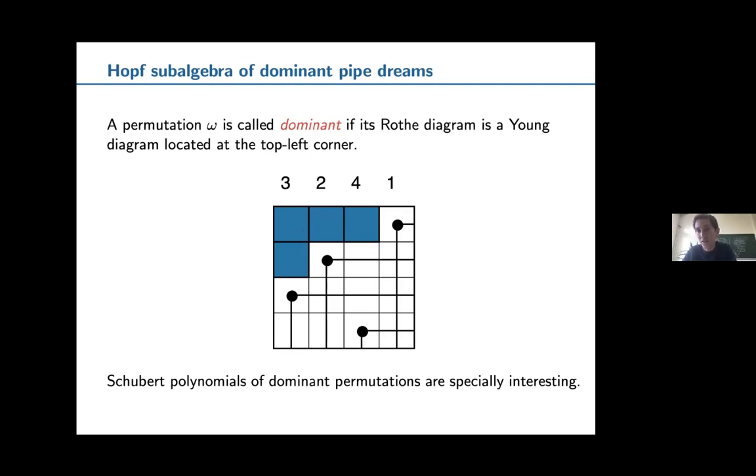These will be the blue boxes here, and a permutation is called dominant if these blue boxes form a Young diagram, which is located at the top left corner of this square. For example, Schubert polynomials of dominant permutations are easy, or are interesting.